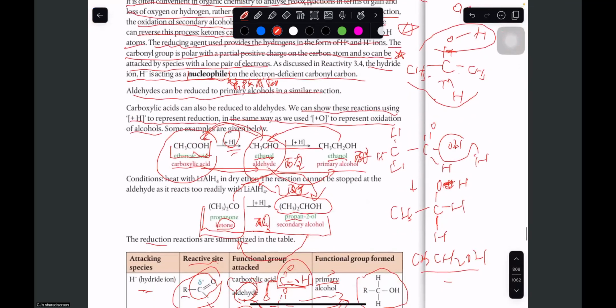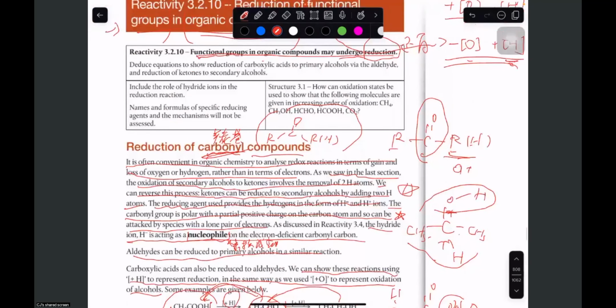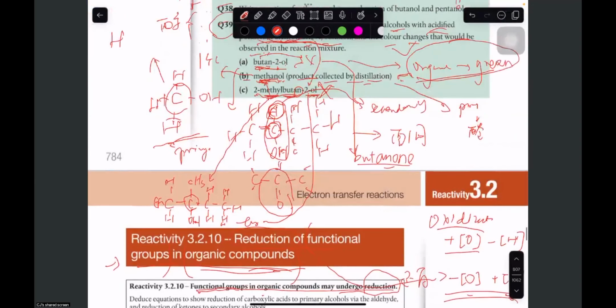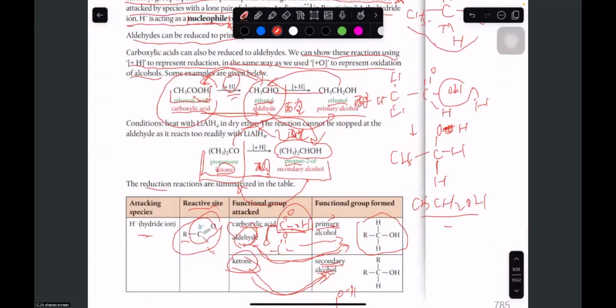Actually this part is the reverse reaction of the previous part. So we will talk about the first one. If we get the carboxylic acid, like this one, we add hydrogen to it. We provide the hydrogen ion to it. And this hydrogen ion will give us the aldehyde.